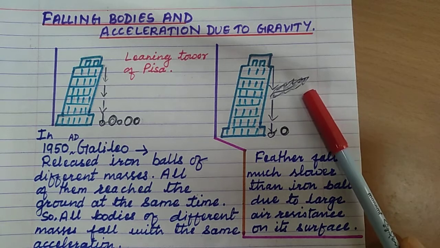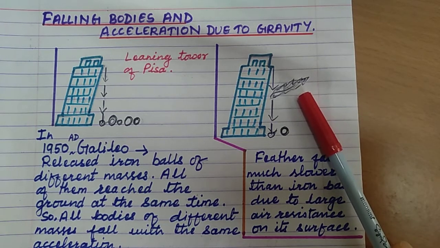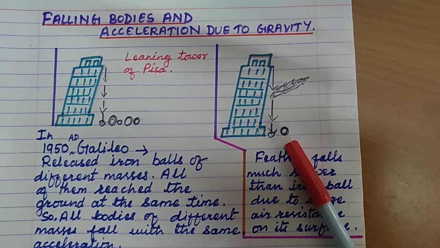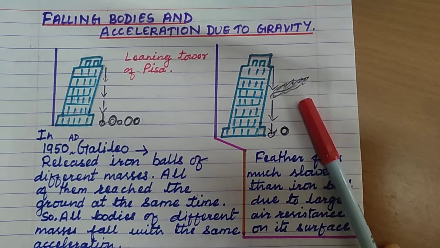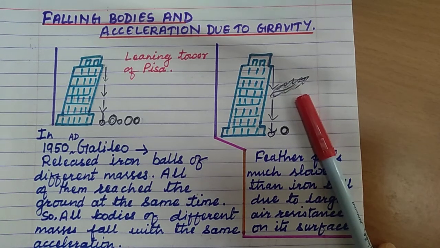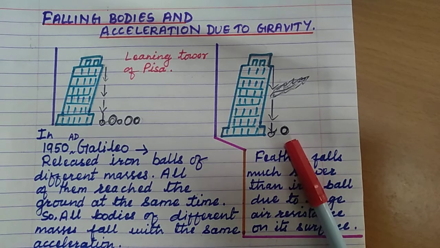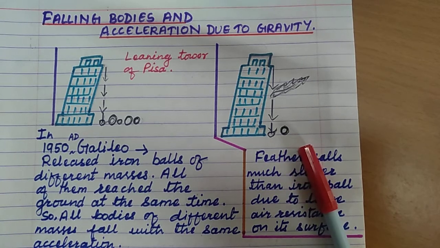Just like in the previous case, the weight of the feather is much smaller, and the upward air resistance on its larger surface area is much more compared to the coin. So this upward force is trying to balance the weight of the feather. That is why the feather is falling down slowly, whereas the coin or the iron ball is much heavier. Upward air resistance is very small, negligible in this case. That is why this iron ball falls with the acceleration due to gravity, means it falls with full speed.